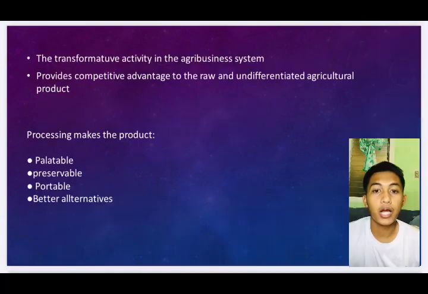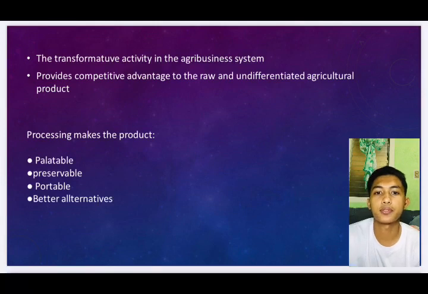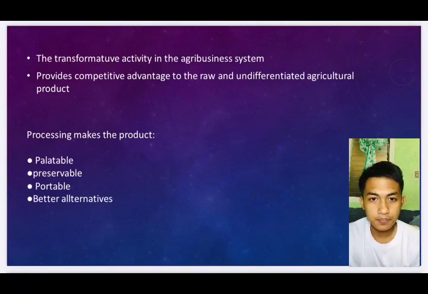Now, the processing subsystem is the transformative activity in the agribusiness system. It converts from liquid to powder, from powder to solid, or from solid to liquid, through certain procedures or steps in the processing. It can transform a certain product and make it more stable and more available to customers.